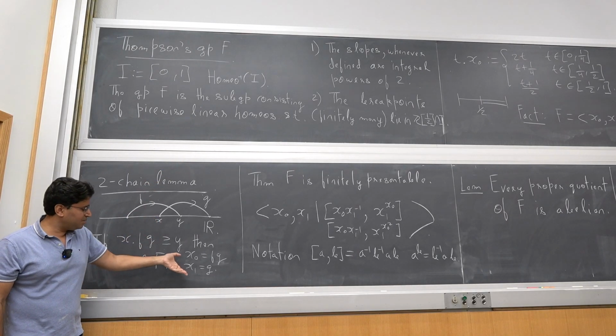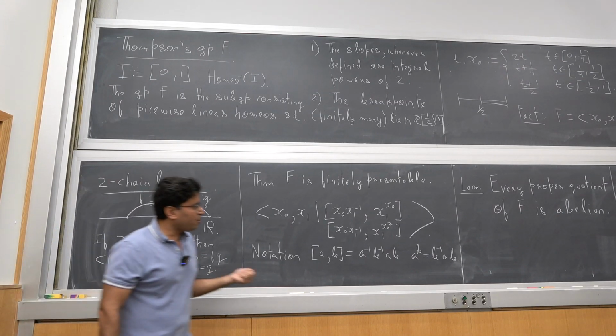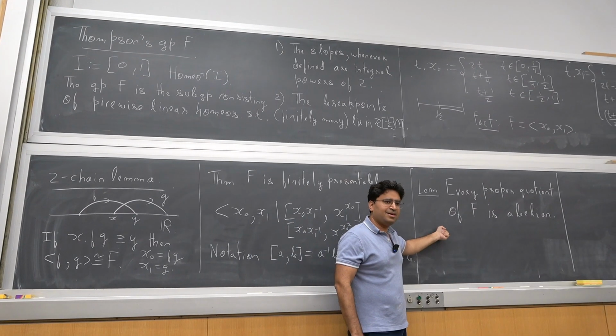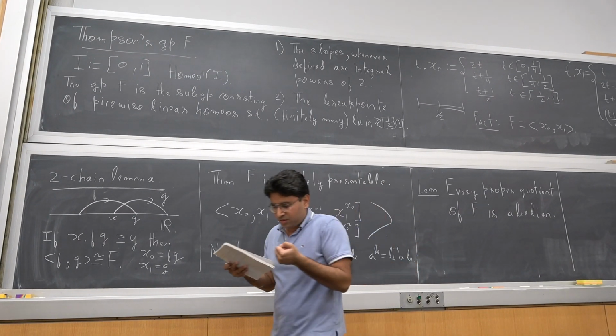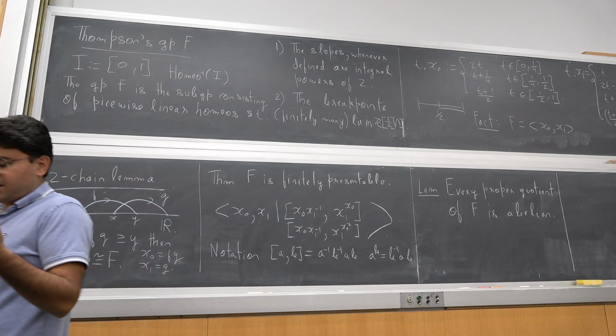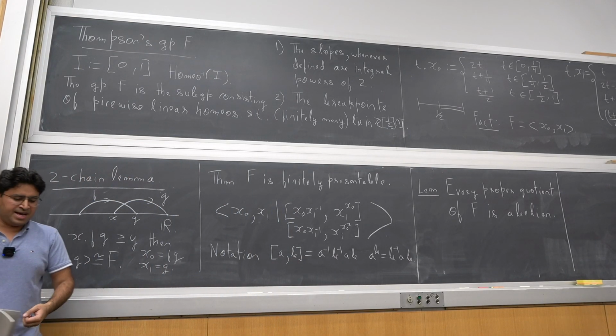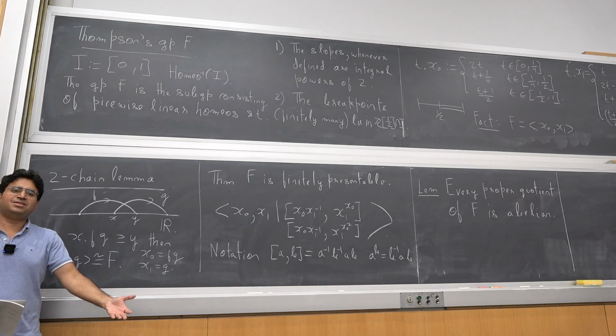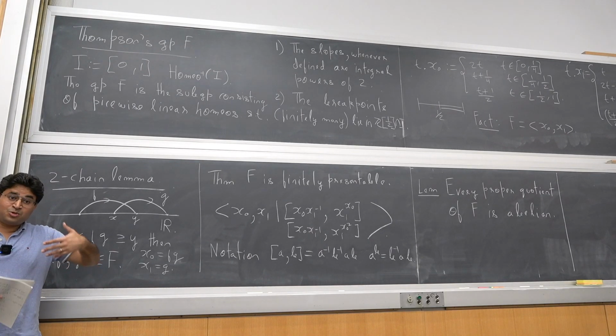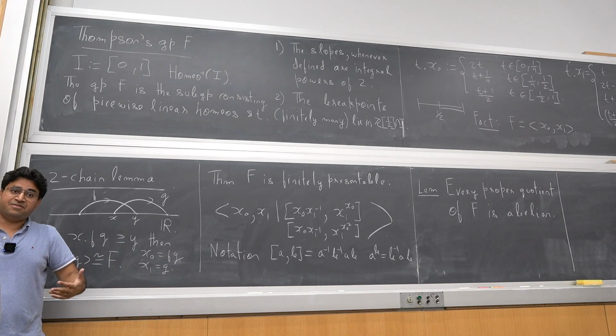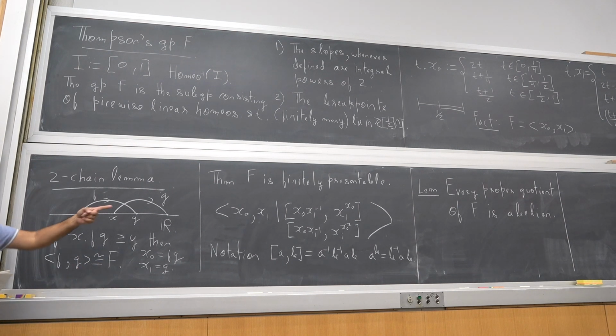But the point is that because every proper quotient of F is abelian, if you have two elements of your group that generate the group and satisfy those relations, then that means that that group must be a quotient of Thompson's group F, right? But since every proper quotient of F is abelian, and this is non-abelian, this has to be on the nose Thompson's group F, right?